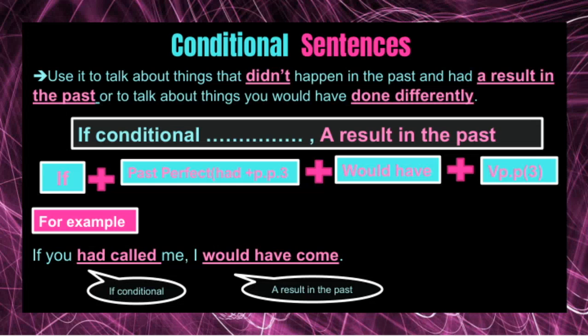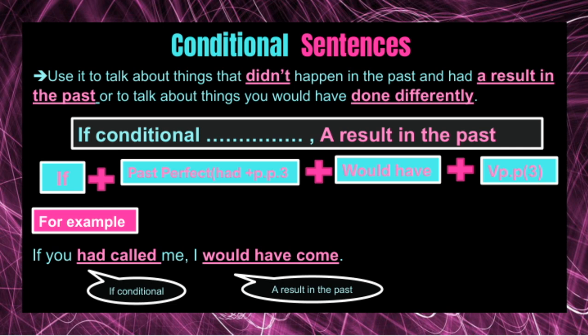Today, we're looking at how to talk about past results that didn't happen, using the if conditional. For example, imagine saying, "If you had called me, I would have come." This structure shows a past situation that didn't actually occur but could have led to a different outcome. The key point here is the form. We use the past perfect, which is had plus the past participle, in the if clause. So it's if plus had plus the third form of the verb. Then in the result clause, we use would have followed by the past participle.